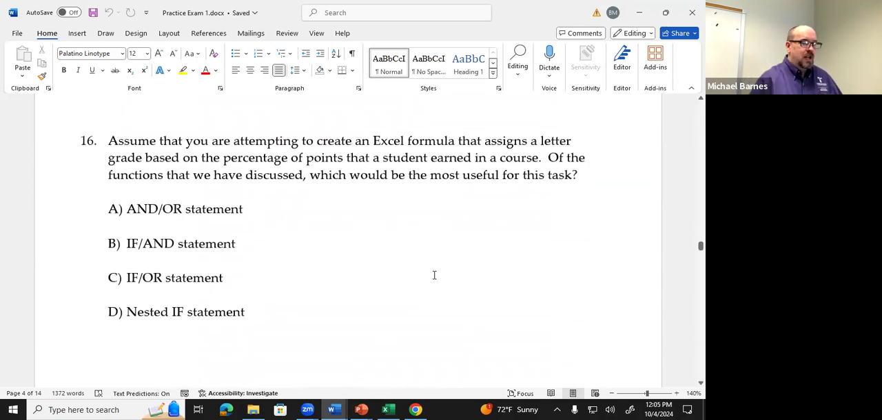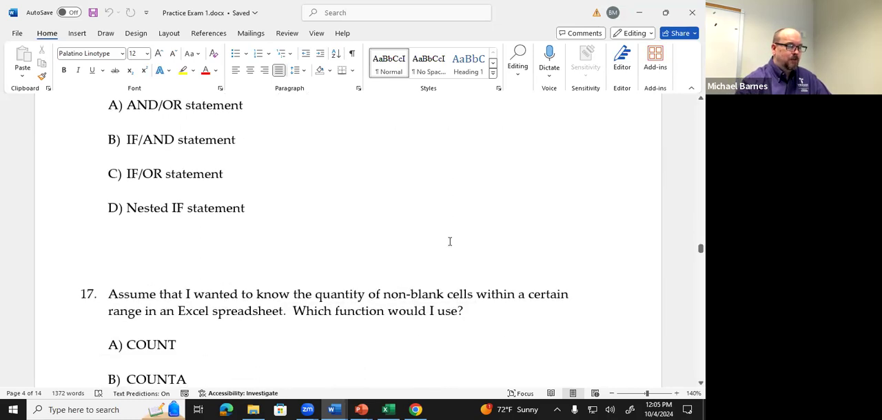Assume that you're attempting to create an Excel formula that assigns a letter grade based on percentage points a student earns in the course. That sounds really familiar. It's like we did something like that in one of our activities. In fact, we did. And what did I call that? I called that a nested if statement. That's when we use multiple if statements together concurrently.